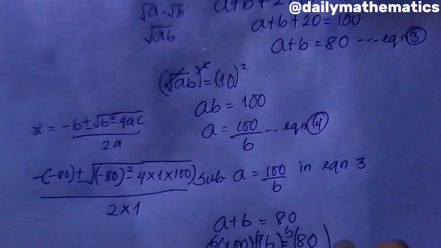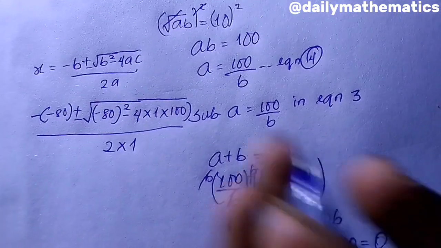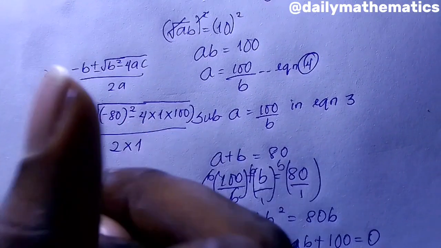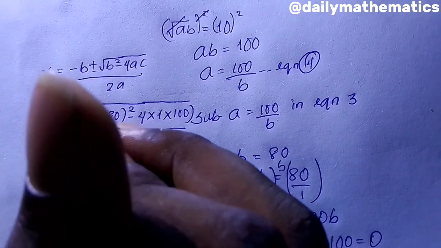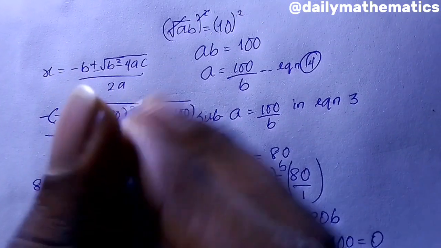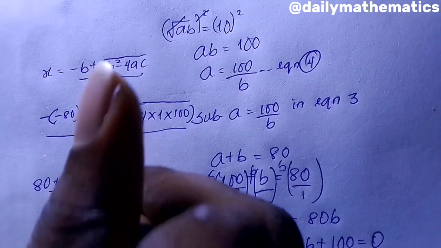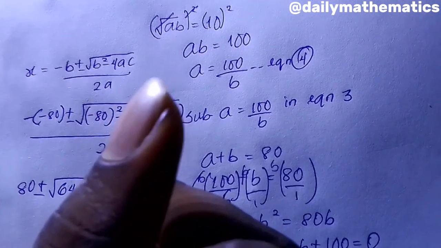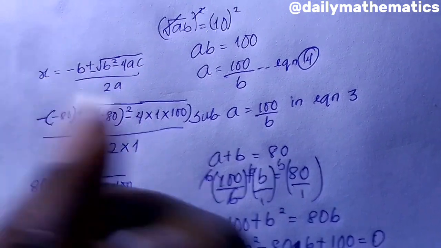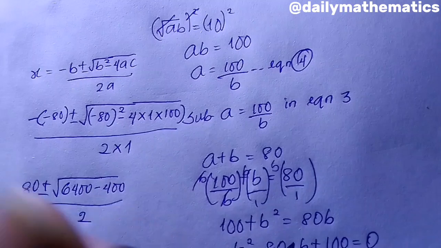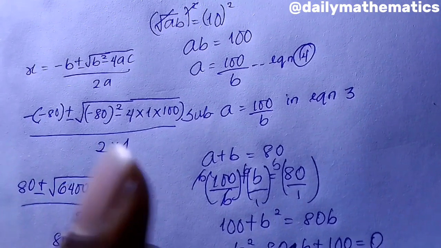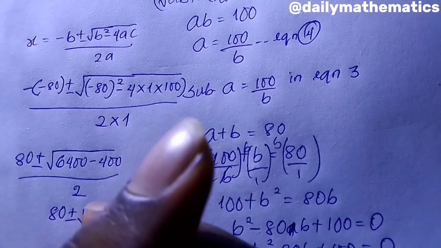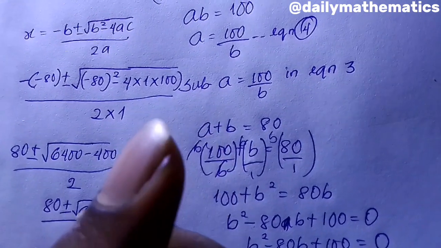So the next thing here, minus times minus gives us plus. We have 80 plus or minus the square root. So minus 80 squared gives us 6,400, minus 4 times 1, that gives us minus 4, minus 4 times 100 gives us minus 400, over 2 times 1 gives us 2. So from here we have 80 plus or minus the square root of 6,400 minus 400, which gives us 6,000, over 2.